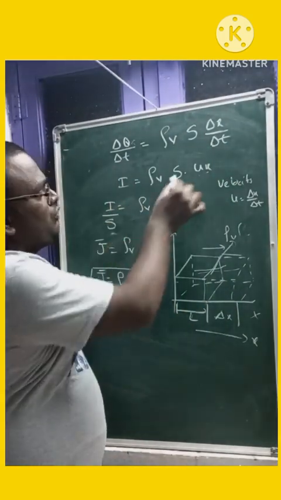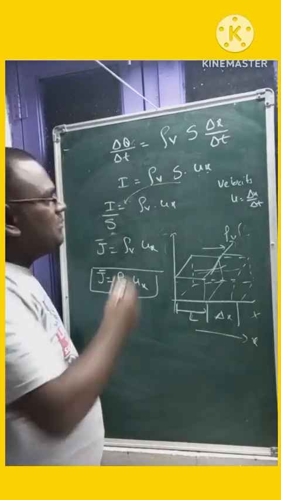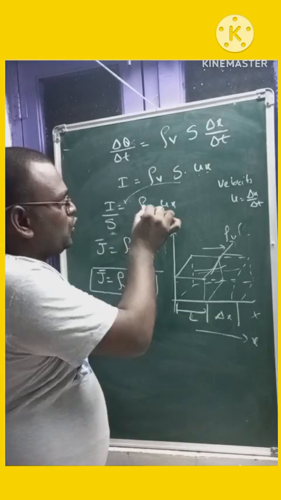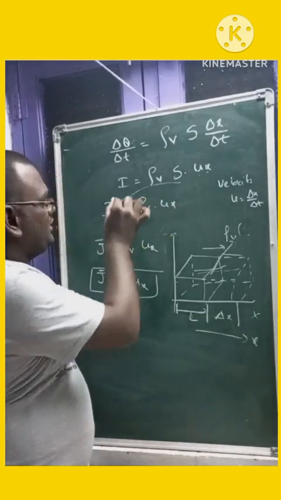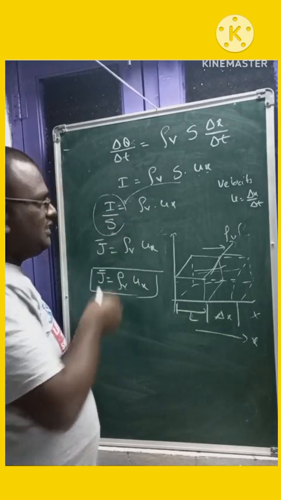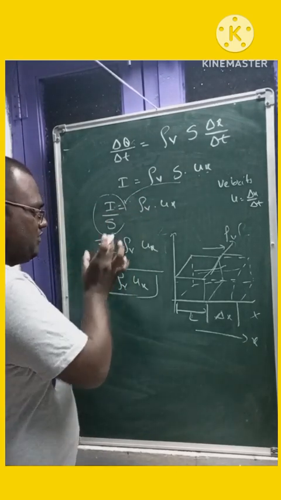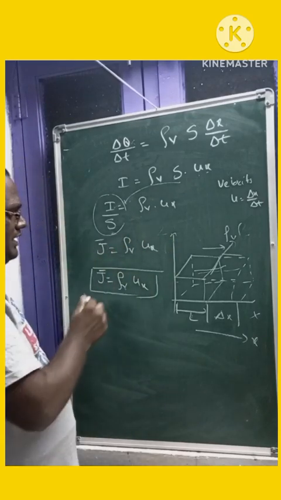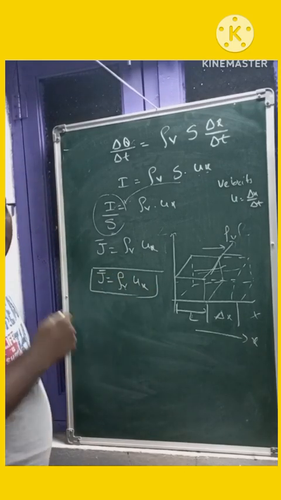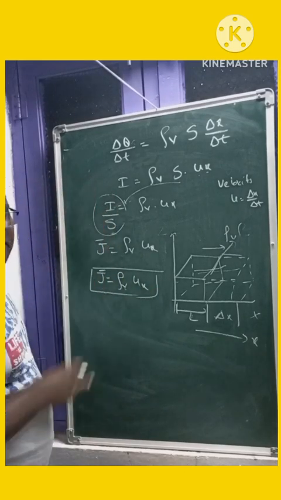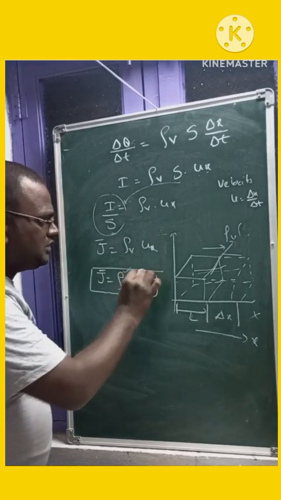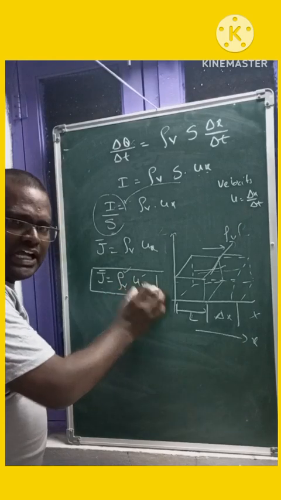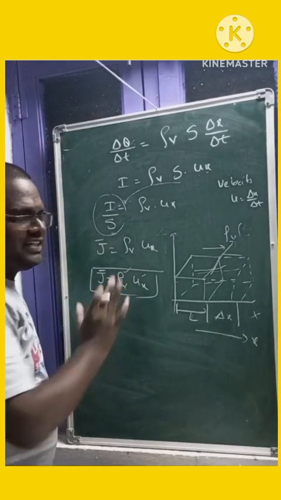Dividing by the surface s, we get I by s equals rho v into u x. I by s, the current per area, is the current density J. So J is equal to rho v into u x. This is the relation between the current density, volume charge density and velocity.